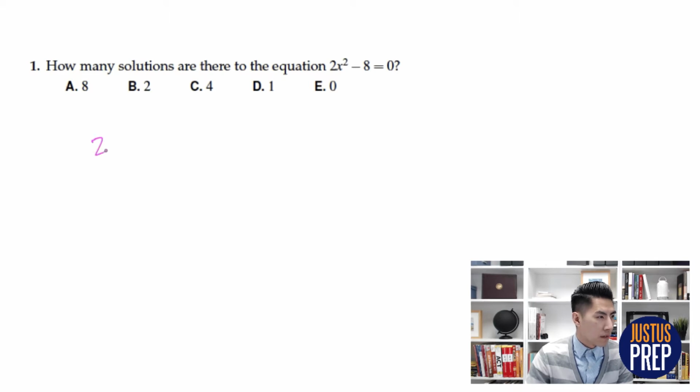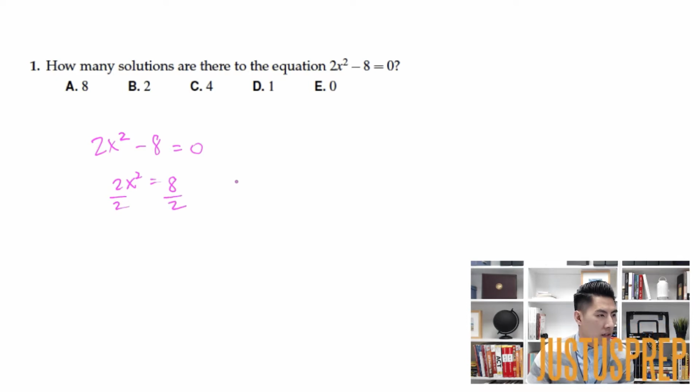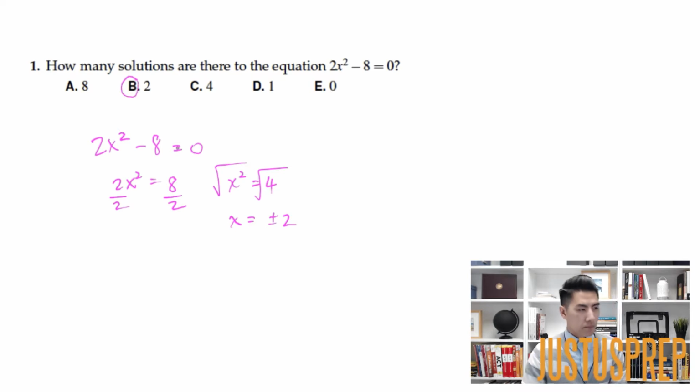So we would take the equation and isolate that x, so put the 8 on the other side, and we get 2x squared equals 8. Divide by 2, and then we get x squared equals 4. At that point, we're square rooting both sides, and we get x equals plus or minus 2. So there would be 2 solutions to this equation, and the answer is B.